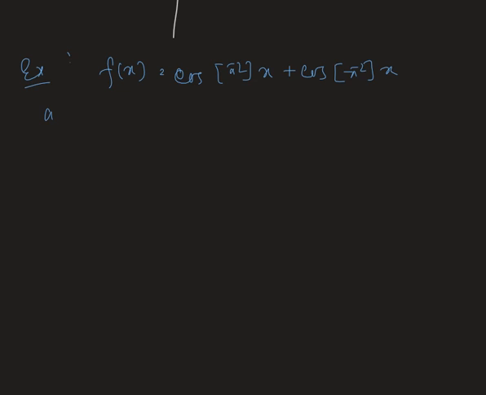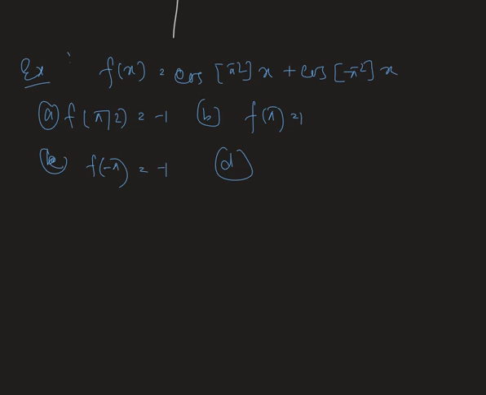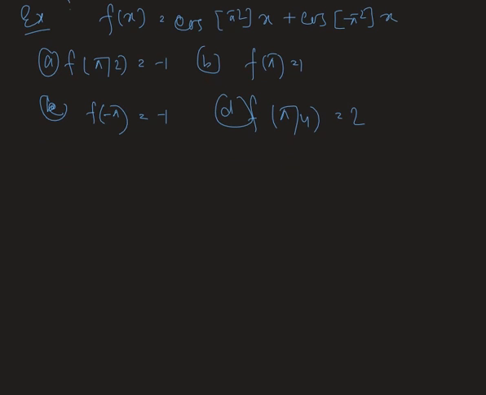Now we have four options: f of pi by 2 is equal to minus 1, the second option is f of pi is equal to 1, the third option is f of minus pi is equal to minus 1, and the last option is f of pi by 4 is equal to 2. We need to find the correct option. So we try to solve this problem. Let's get started.